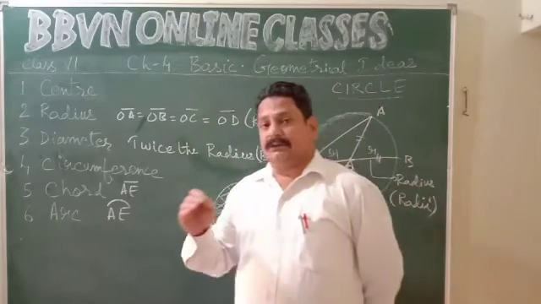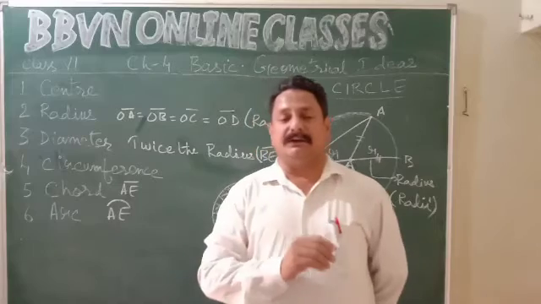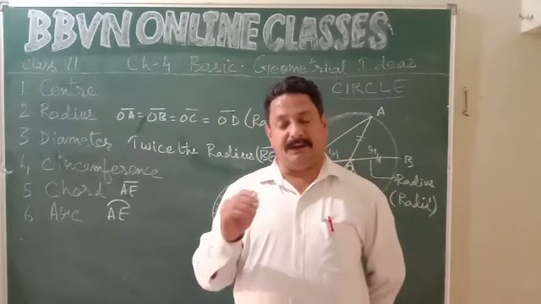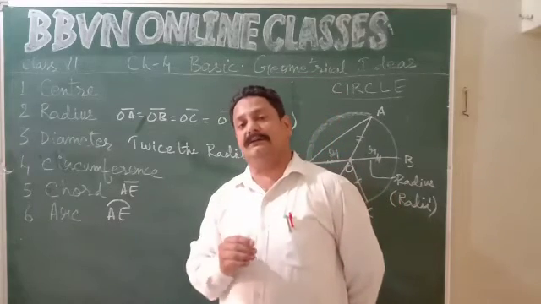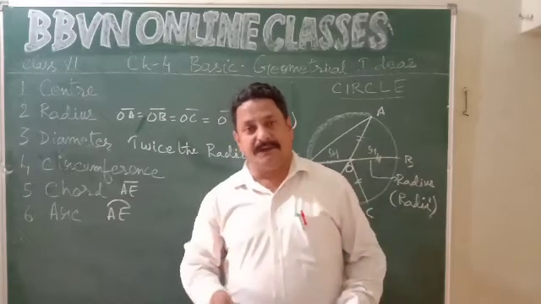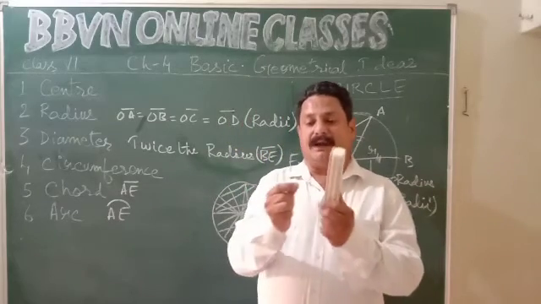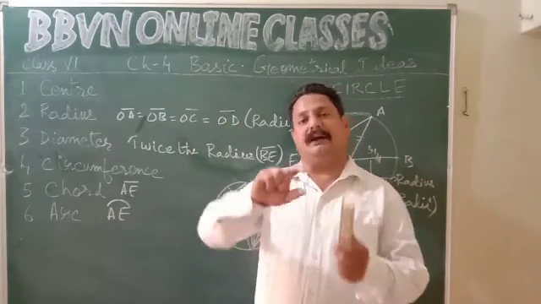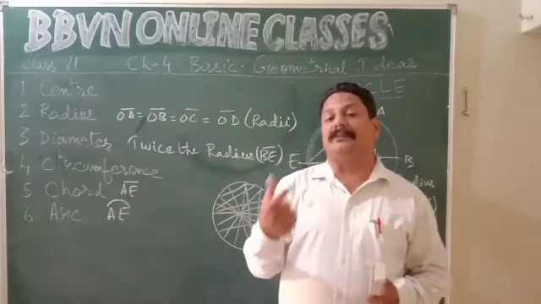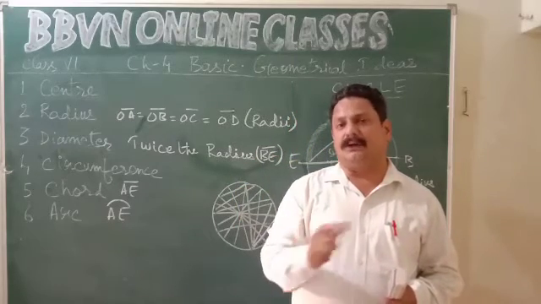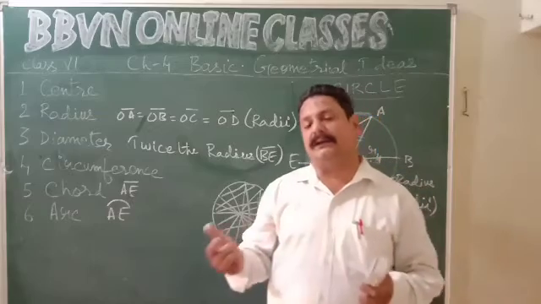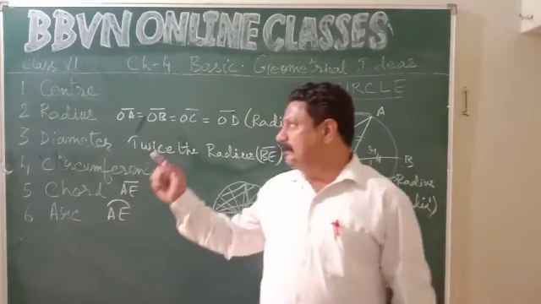Okay, children. If you have a geometry box, there must be an instrument in it which we call a compass. Using a pencil and compass, you can fix some radius in it and make the circle. You can practice making circles of different radii, right? So this was about the circle.